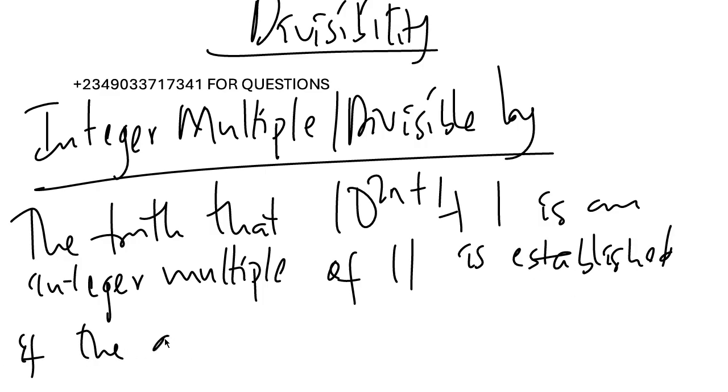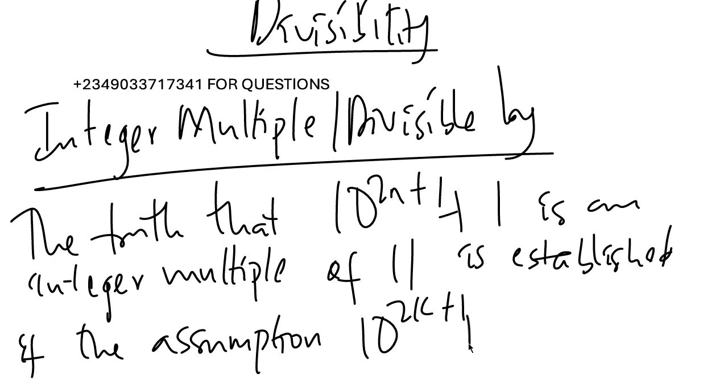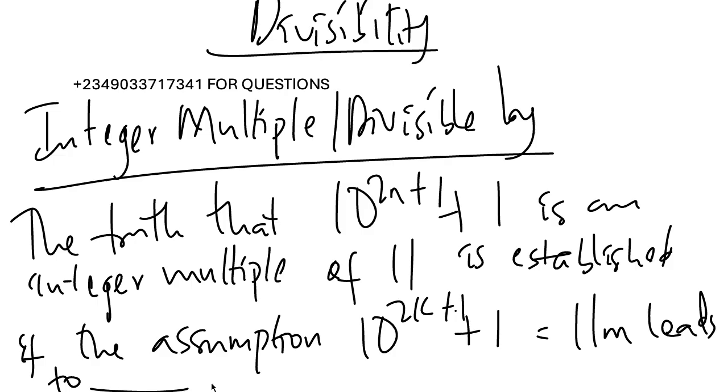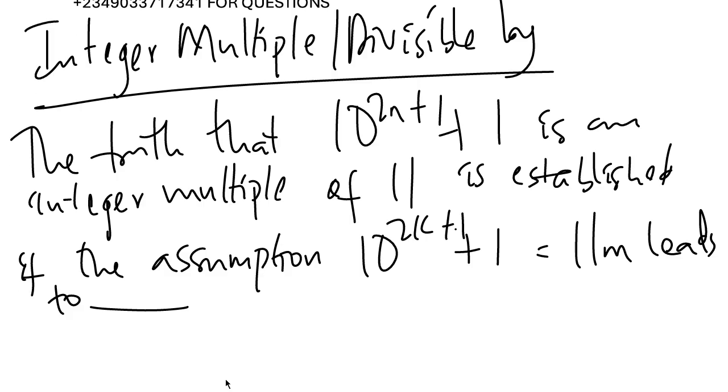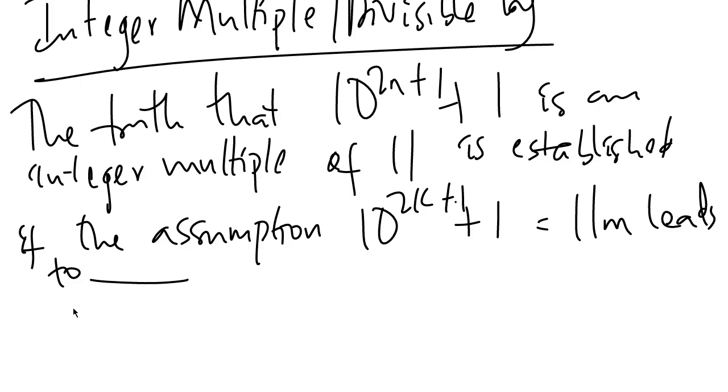if the assumption 10 to the power 2k plus 1 equal to 11m leads to, are you following? So that's what the question said. So this is PMI. So if you now want to prove it, the next step is to substitute what? K plus 1. But let me give you the options that were given in that question.